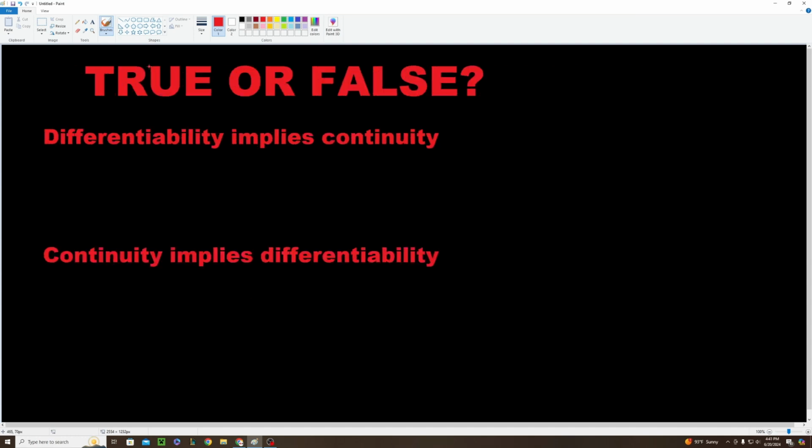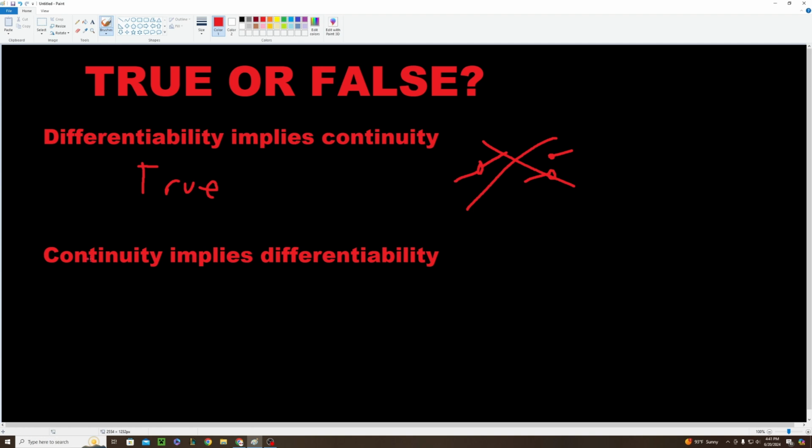Alright, lastly for 2.4, you got some true or false. Differentiability implies continuity. Is this true or false? The answer is true, because if it's differentiable, it means there's no hole in the graph, because you can take the derivative of it, and there's also no jump. So none of these. So differentiability does imply continuity.